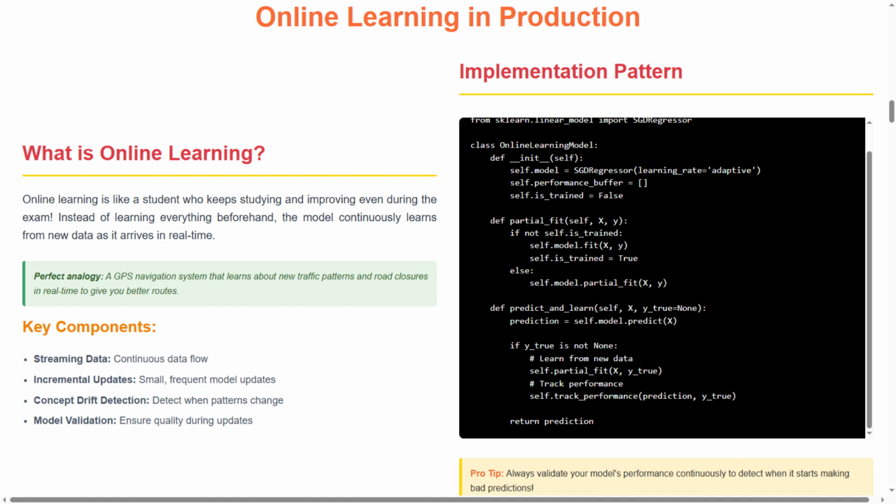Our key components include streaming data, continuous data flow, incremental updates, small, frequent model updates, concept drift detection, detect when patterns change, model validation, ensure quality during updates. Moving to our implementation pattern section. Here we see code for online learning models. Now, let's look at the pro tip section. Always validate your model's performance continuously to detect when it starts making bad predictions. This is how we build AI that gets smarter every second.